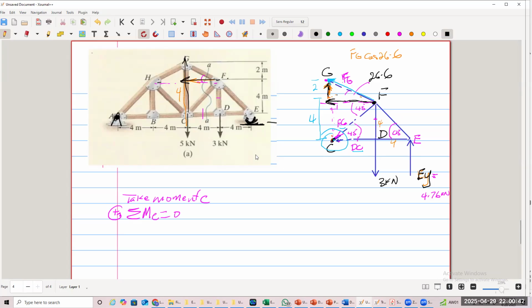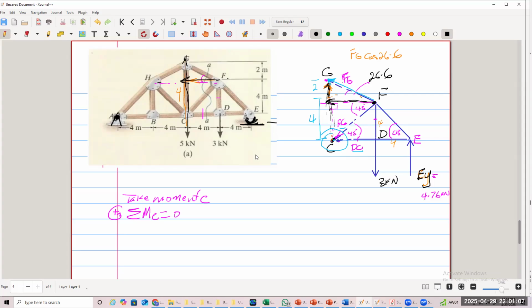Look, G and C are in line, perpendicular to C. So we say the vertical component, I'm not going to consider that one. I'm going to consider the horizontal component. Anyway, I'm going to take moment now. So I'm going to take moment at C, and I'm looking for all of the forces that will be active. So now let us do it.